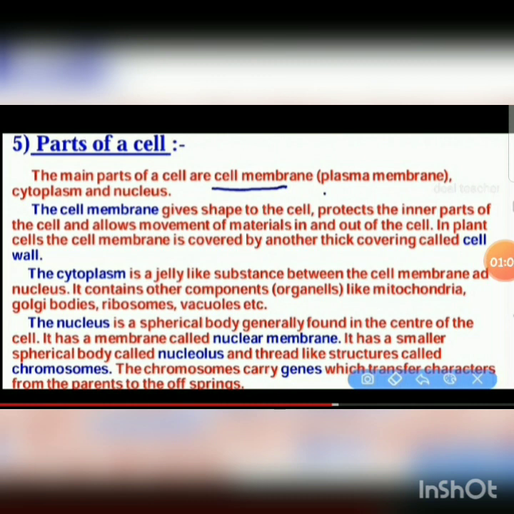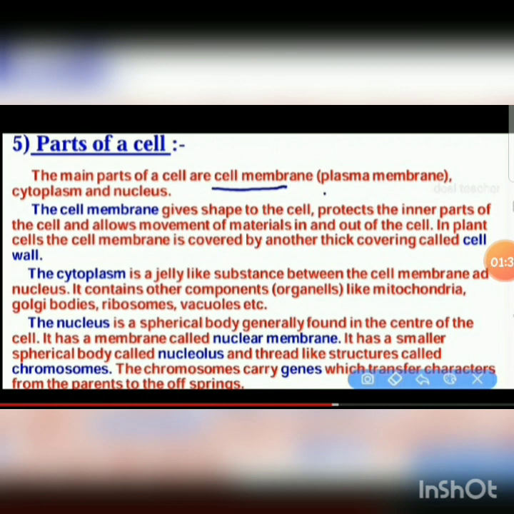Then the nucleus is a spherical body generally found in the center of the cell. So where is the nucleus found? It is mostly found in the center of the cell. It has a membrane called the nuclear membrane. It has a smaller spherical body called the nucleolus and thread-like structures called chromosomes.